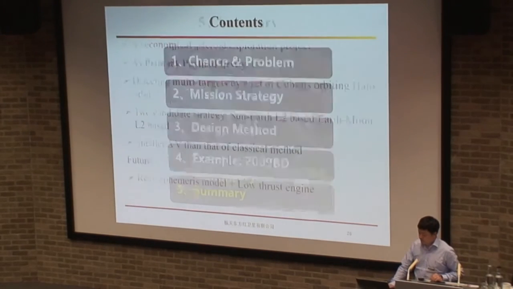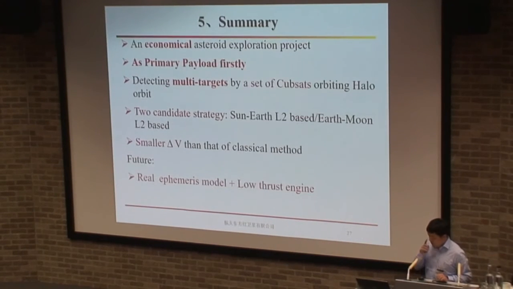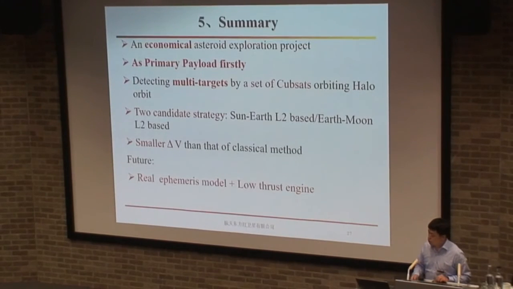Summary. We built an economical asteroid exploration project. And we first put the cubesat as a primary payload. And we can detect multi-targets by a side of cubesat with orbiting halo orbit. And we propose 2 candidate strategies: Sun-Earth L2 base and Earth Moon L2 base. A smaller delta-V than that of the classic mission.